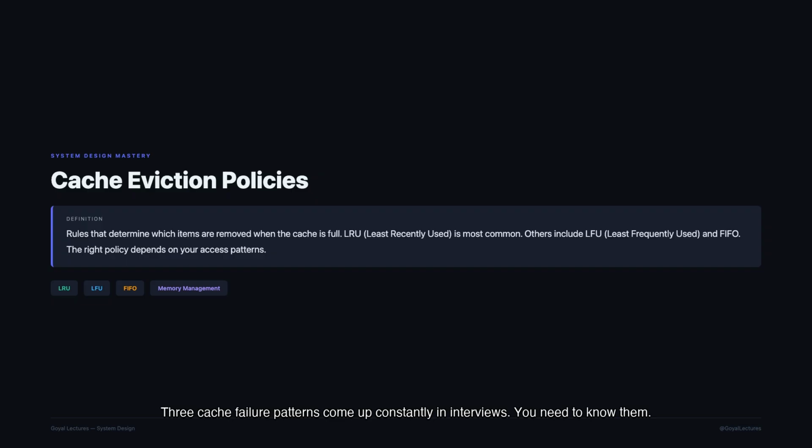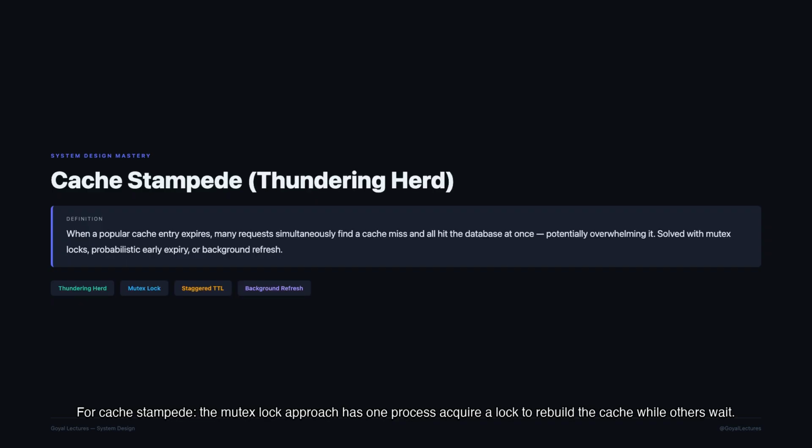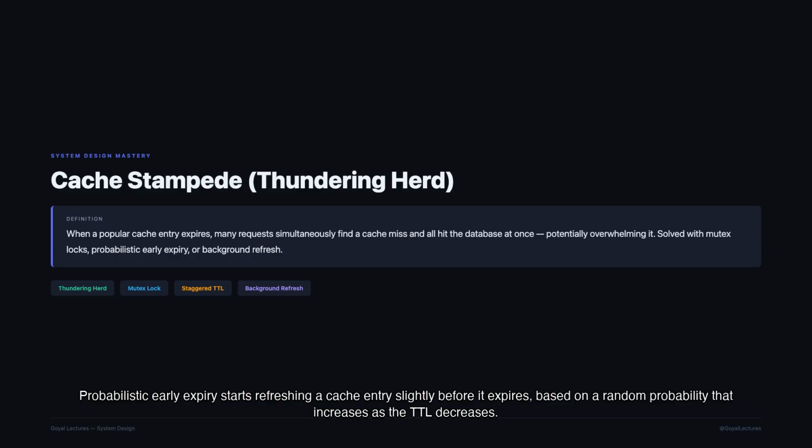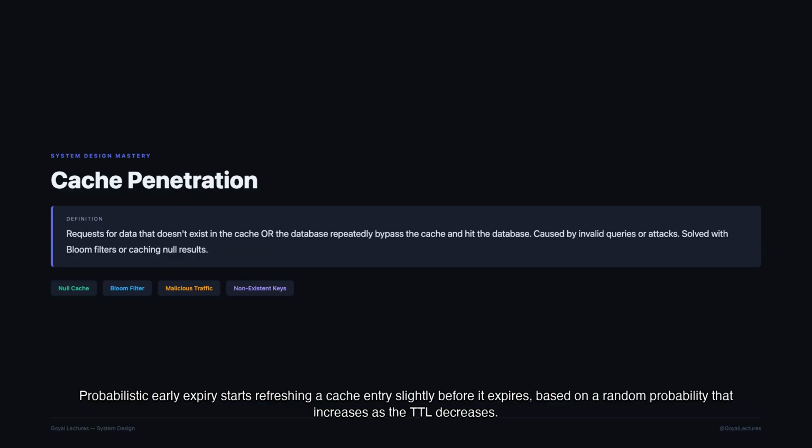For cache stampede, the mutex lock approach has one process acquire a lock to rebuild the cache while others wait. Probabilistic early expiry starts refreshing a cache entry slightly before it expires, based on a random probability that increases as the TTL decreases. Background refresh schedules an async cache refresh job before expiry, so the cache is always warm.